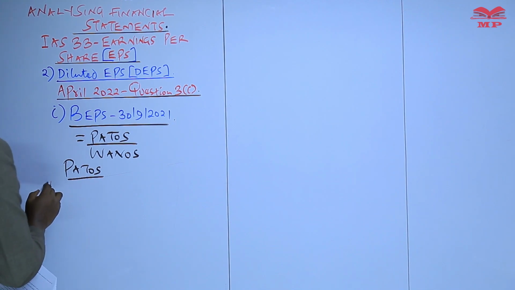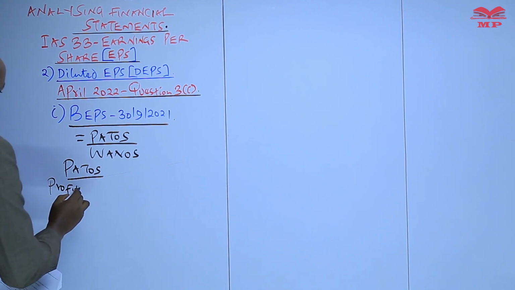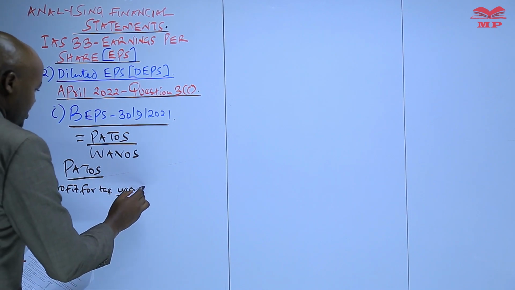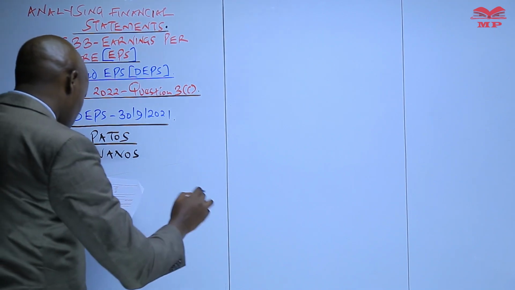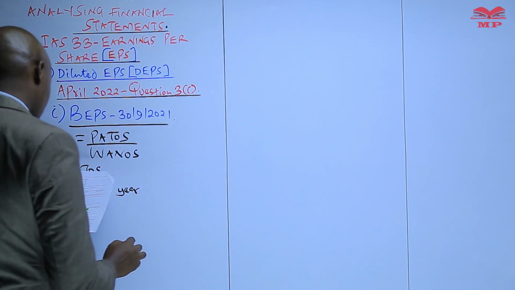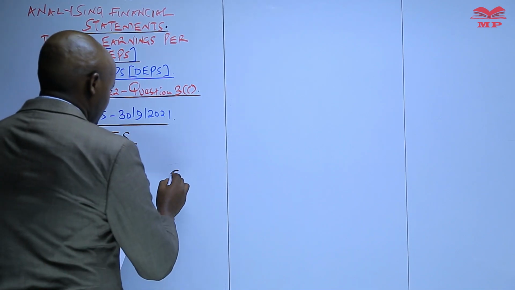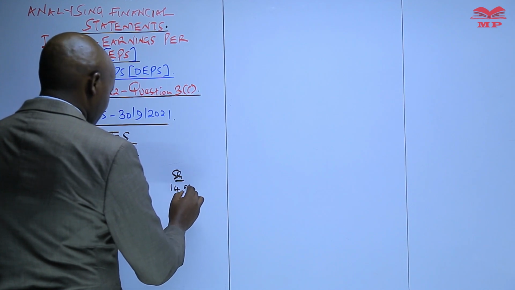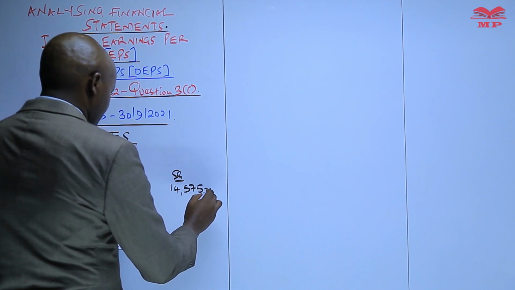So what you are given here is the profit for the year, in which case we are told this is basically the profit for the year from the continuing operations, and that is given as a figure of 14,575,000.